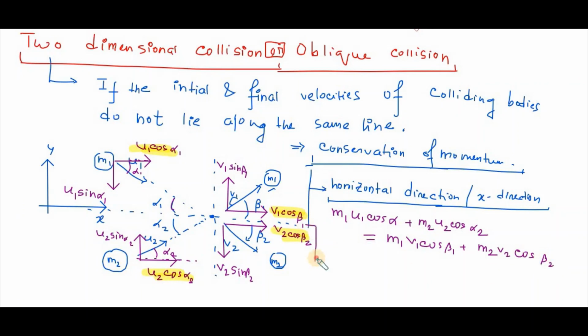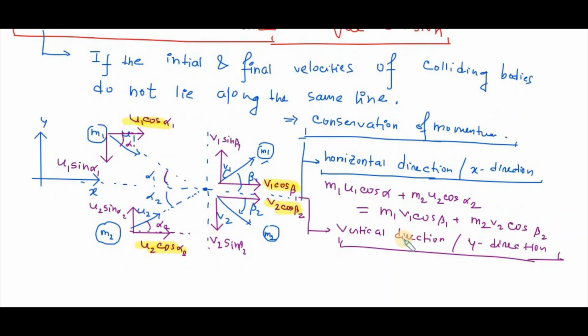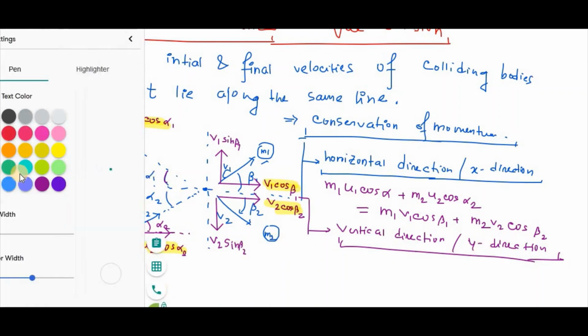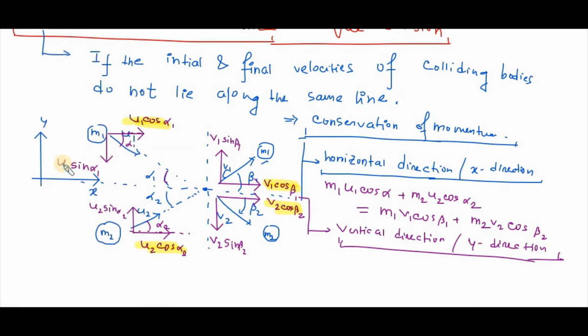Now similarly, we can apply the conservation of momentum along the vertical direction as well. Along the vertical or y direction, let's first figure out what the components are. It's u1 sin alpha 1, which is downward for the first object, u2 sin alpha 2, which is upward for the second object, then v1 sin beta 1, which is upward for the first object after the collision, and v2 sin beta 2, which is downward for the second object after the collision.